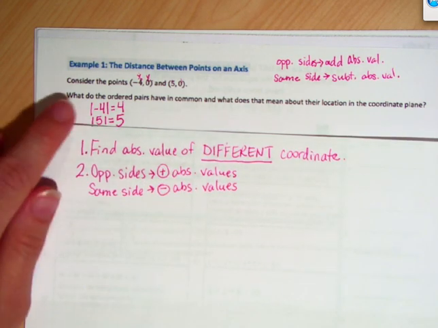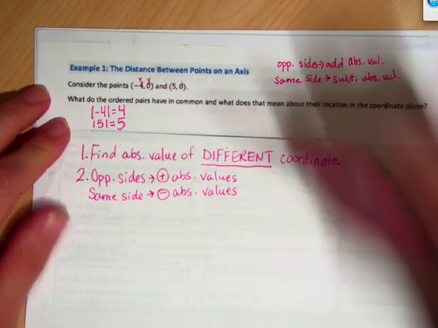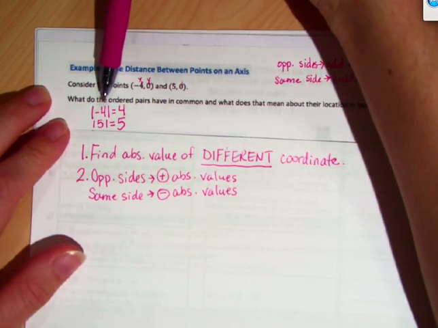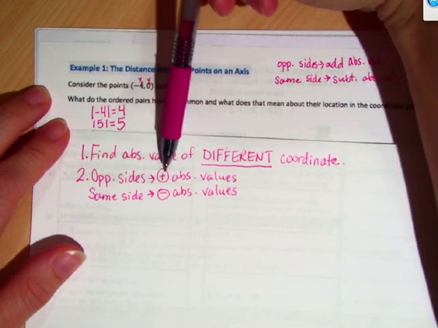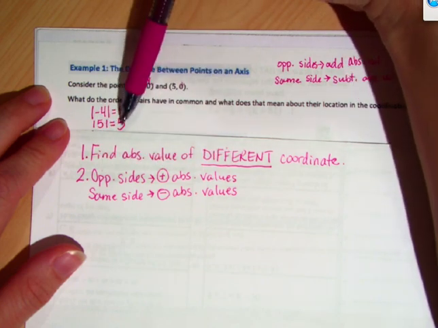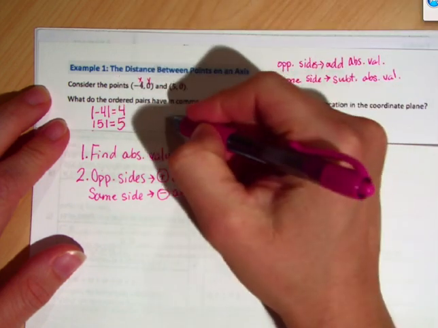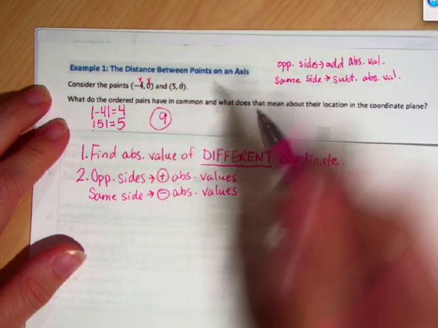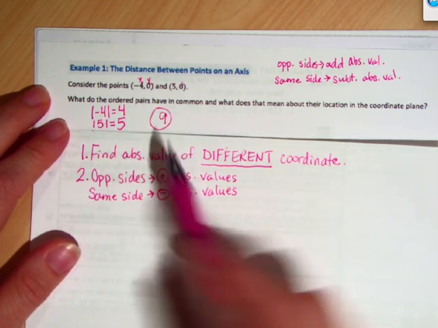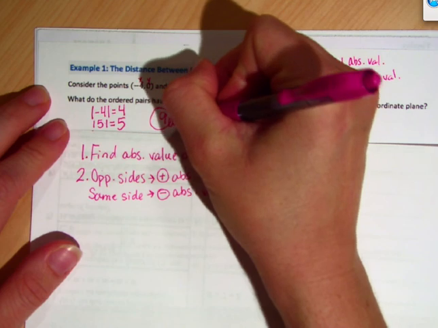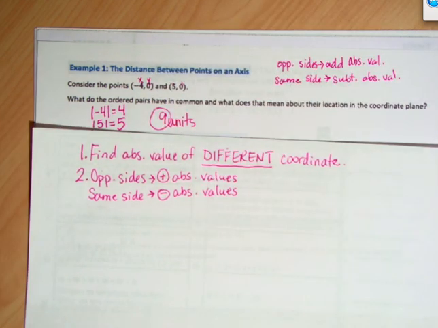Okay, so let's look at this. We have a negative and a positive. Those are our original numbers. Those are on opposite sides of 0, so we're going to add the absolute values. So 4 and 5 is 9. So the distance between negative 4, 0 and 5, 0 is 9 units. I forgot my label here, I'm sorry. 9 units.